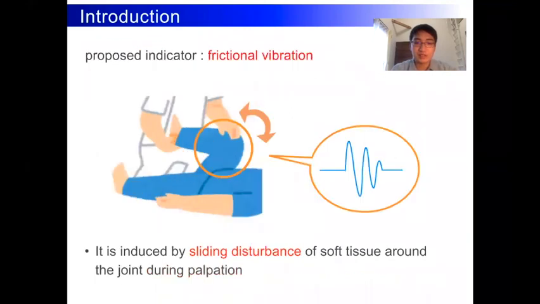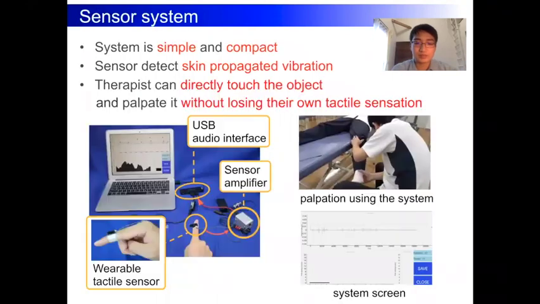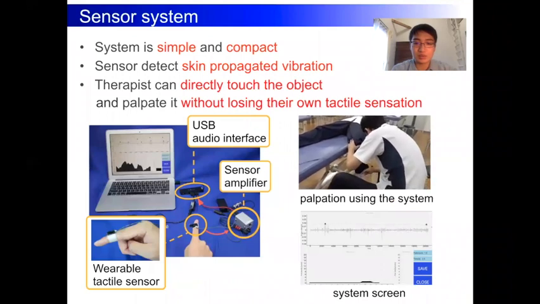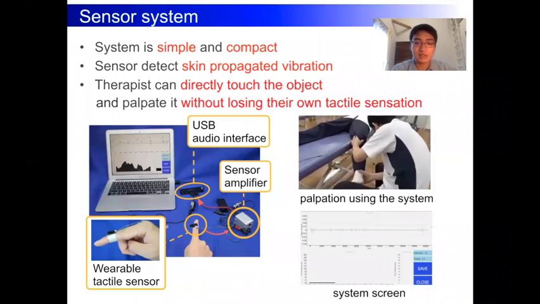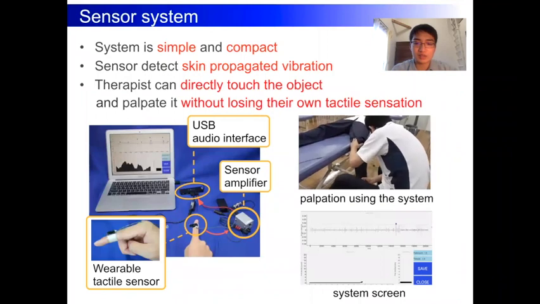As an important indicator for quantification, we propose the frictional vibration. It is induced by sliding disturbance of soft tissue around the joint during palpation. We have developed a simple and compact system for contracture diagnosis. The system uses a wearable tactile sensor to quantify frictional vibrations.